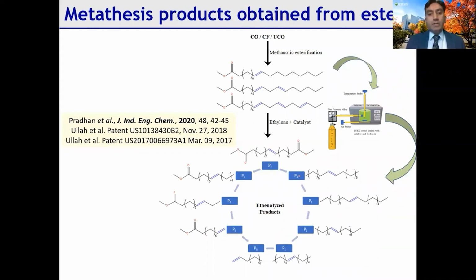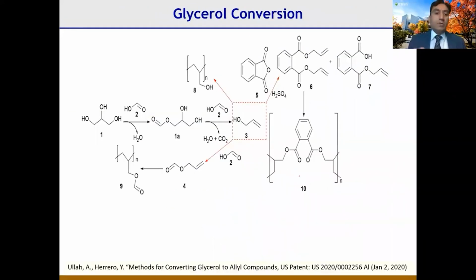Another example is utilization of glycerine. As I said before, we take this glycerine, we convert it into allyl alcohol. It was a faster process, within 10 minutes. And then we make monomers from there and produce polymers using these monomers.